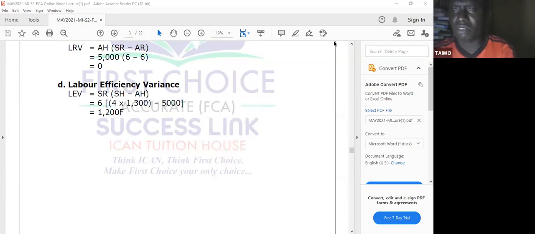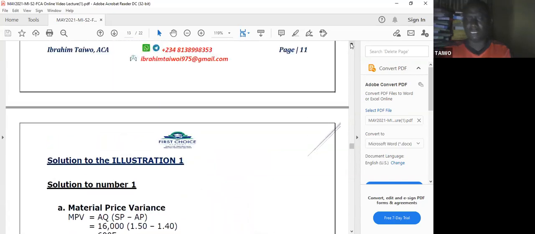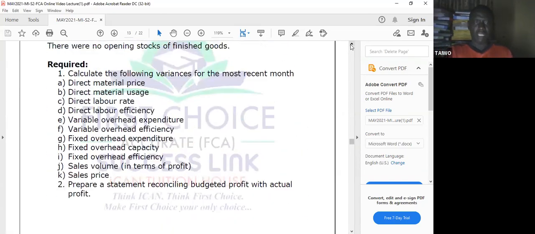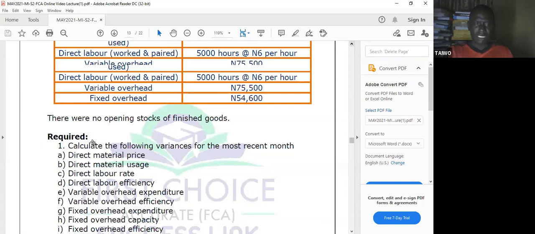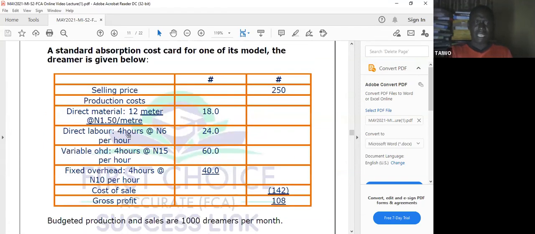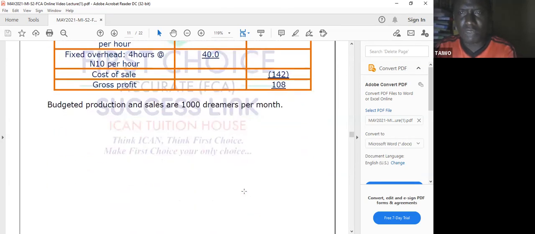Now, how do I get my standard hours? Look at the way you get your standard hours. Go to the standard information, you see it there. Then you go to the labor. What are the standard labor hours? How much is that? 4 hours. But 4 hours simply means the hours needed to produce one product. But don't forget, we produced 1,300. Then what are the standard hours to produce those 1,300? It will be 4 times 1,300. That will be 5,200. That means that the total standard hours, based on what you actually produced, is 5,200.